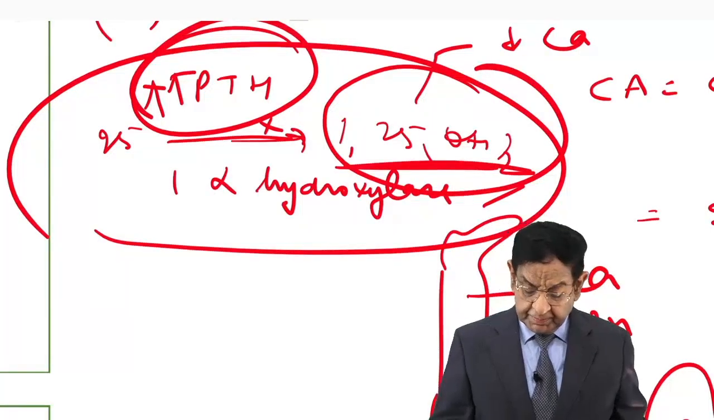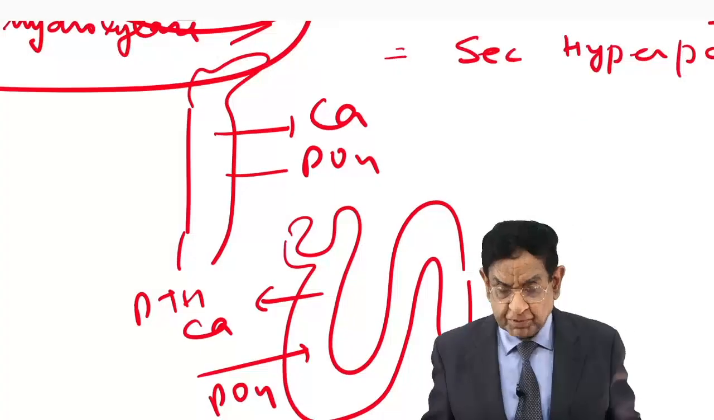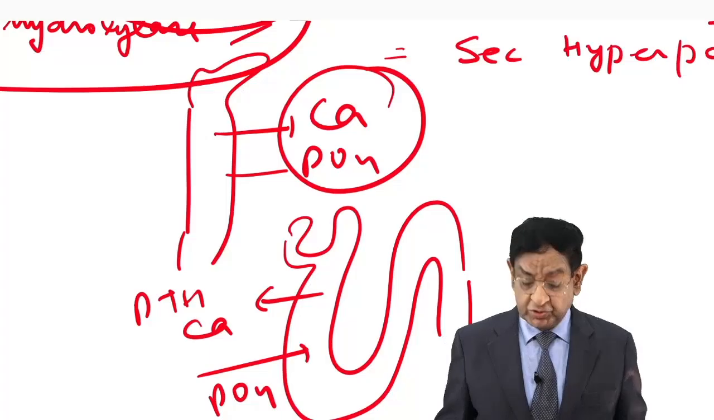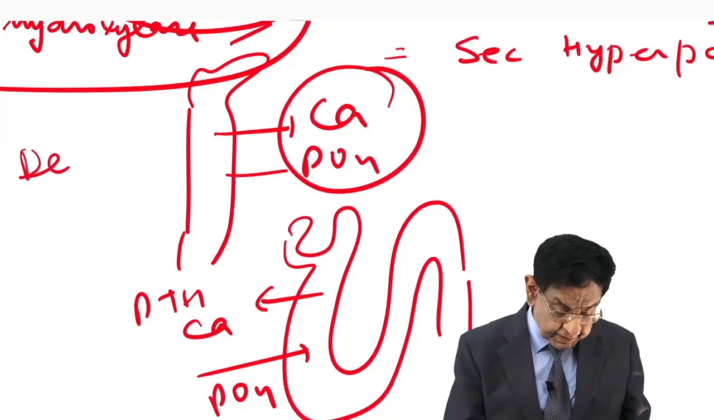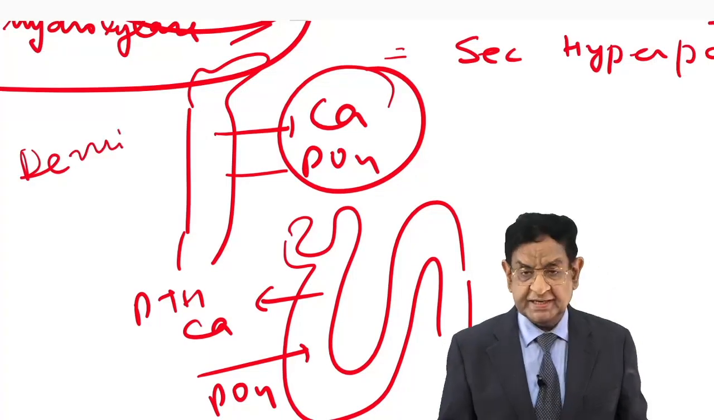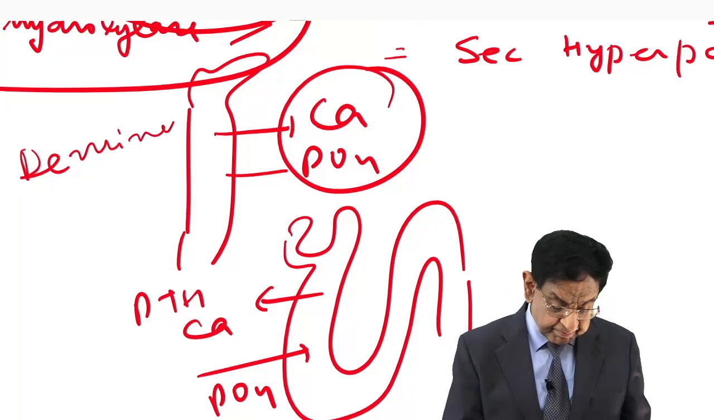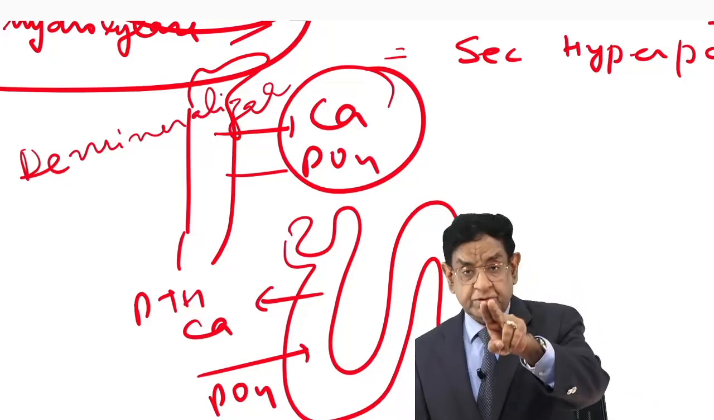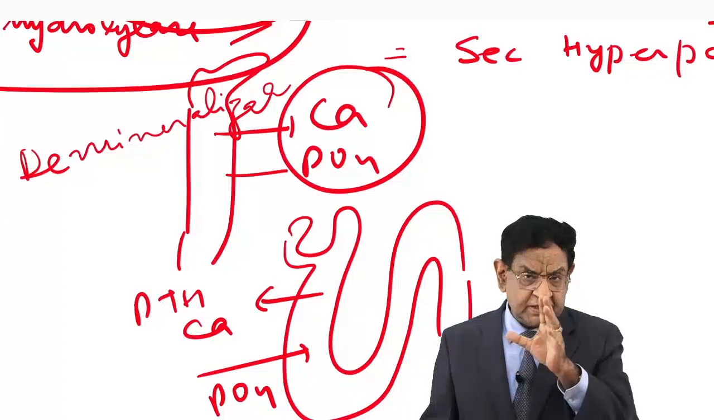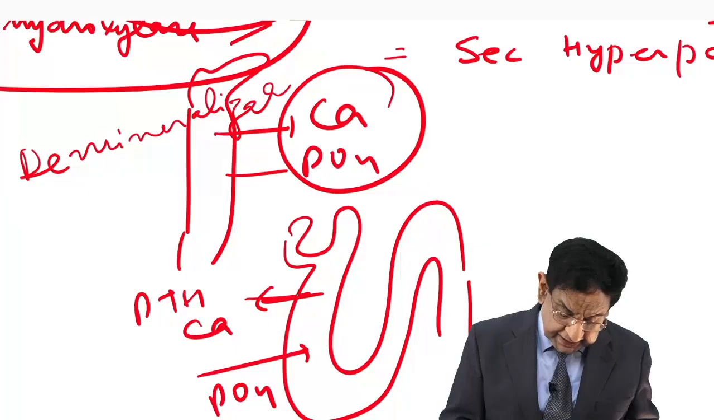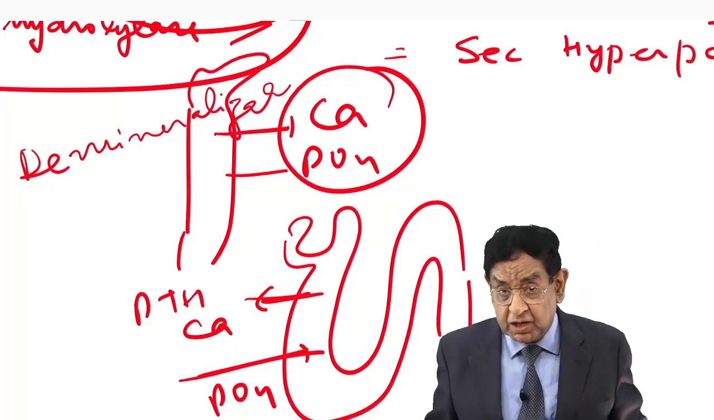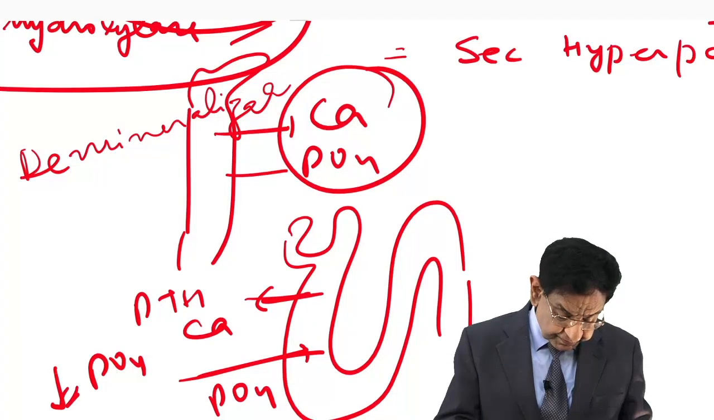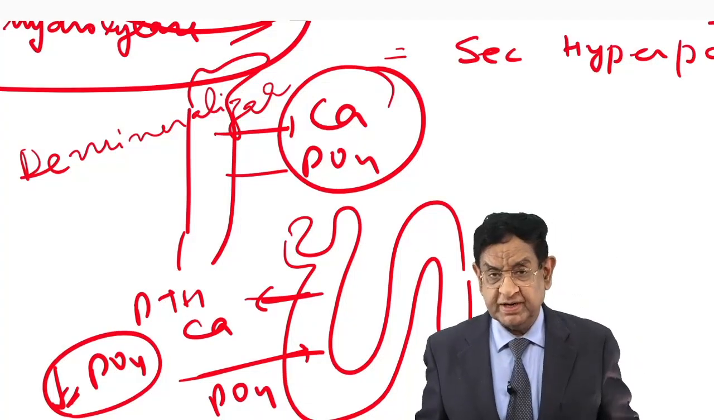Point number 2, this excess PTH will be acting on the bone, will try to withdraw calcium and phosphate. That means it is going to demineralize the bone. Excess PTH is causing demineralization of the bone. This is point number 2. But in the tubule, excess PTH will try to absorb calcium, but phosphate goes out. So that leads to low phosphate level.